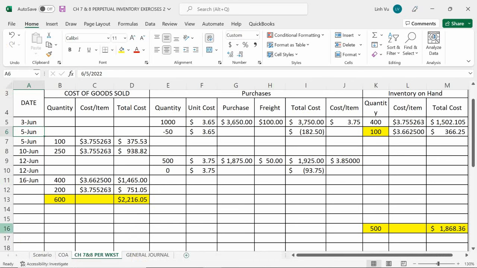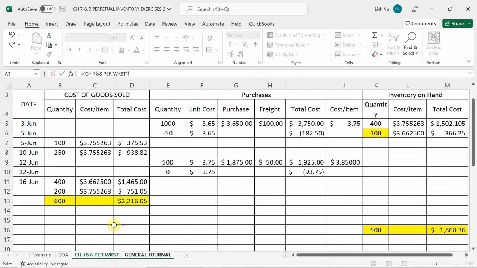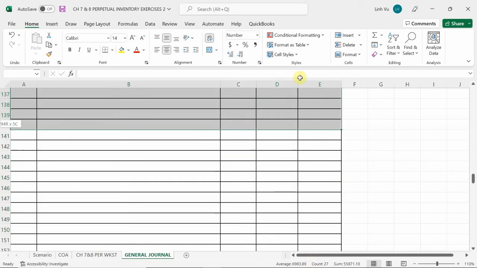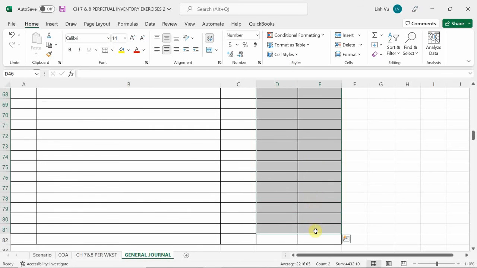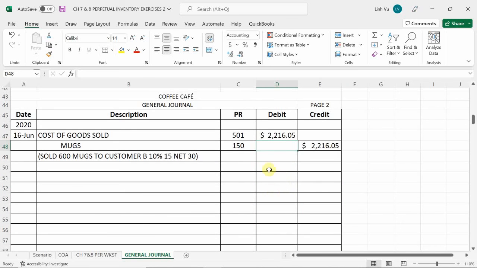Okay. So there you go. We did our calculations here to sell the total of 600 units. It cost me $2,216.05. So it's up to you. You can cell reference. Okay, so if I needed to and I can't remember that number, I can simply just cell reference right here. Okay, so I got the 221605 as my total cost of goods sold. Okay, and I've already updated my inventory.